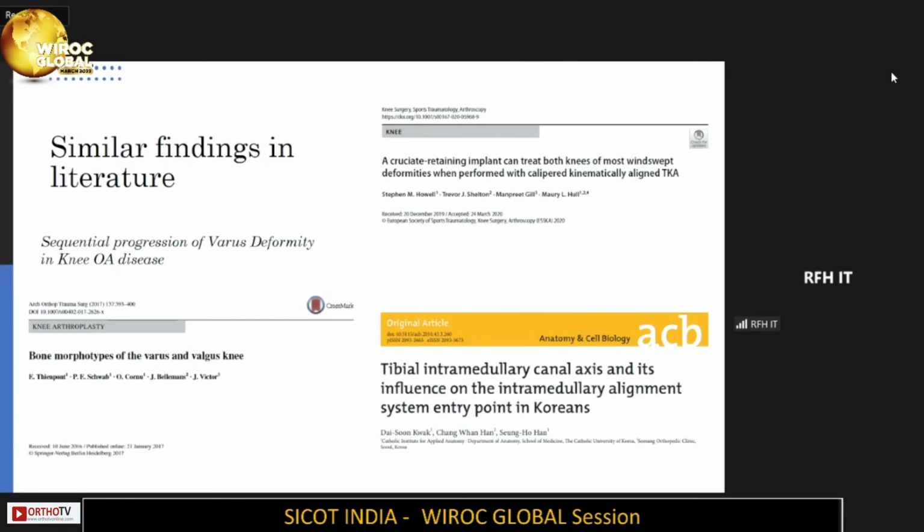Similar findings were echoed in the literature with the following 3 papers which we found. One is bone morphotypes of varus and valgus knees by Heinpont et al. Another is Stephen Howell's cruciate retaining implant, which was published in Knee Journal, and tibial intramedullary canal axis and its influence on intramedullary alignment system entry points in Koreans.